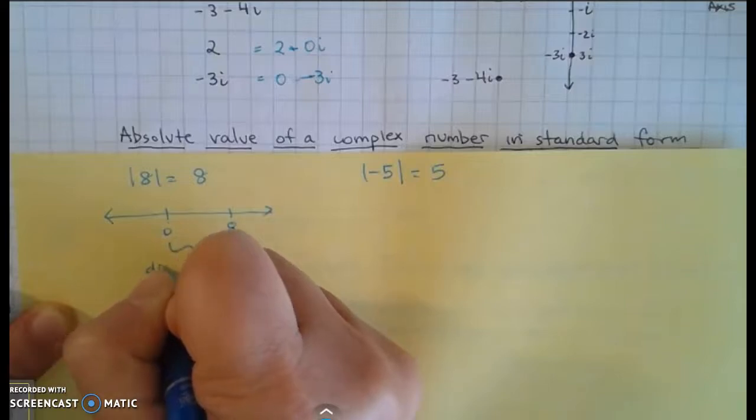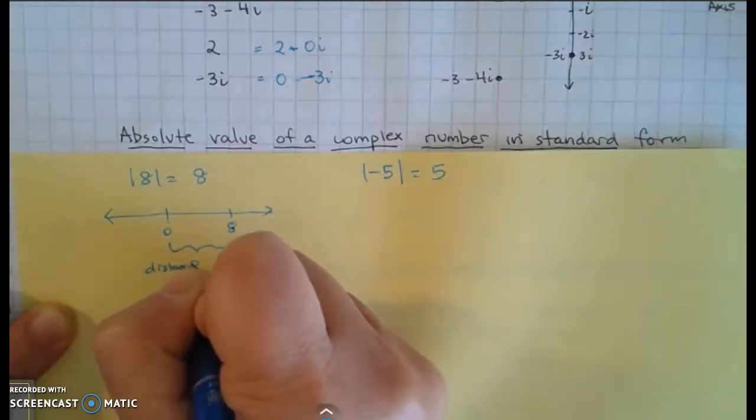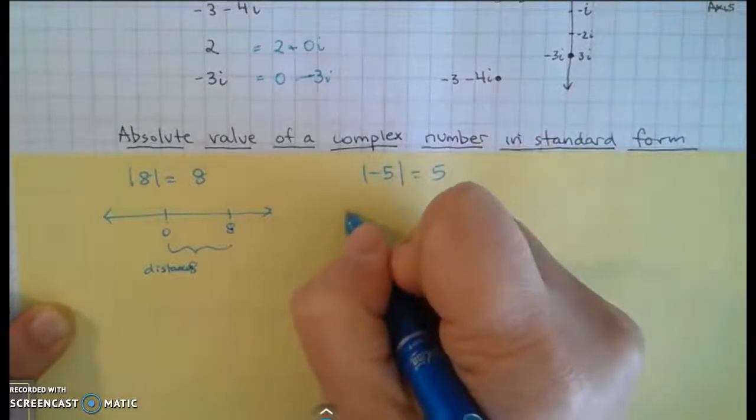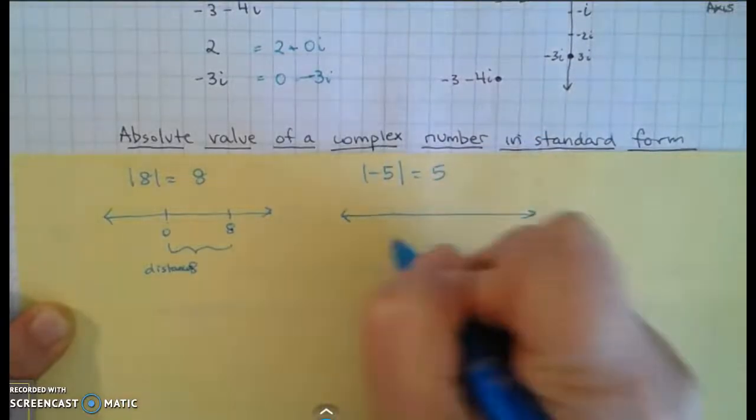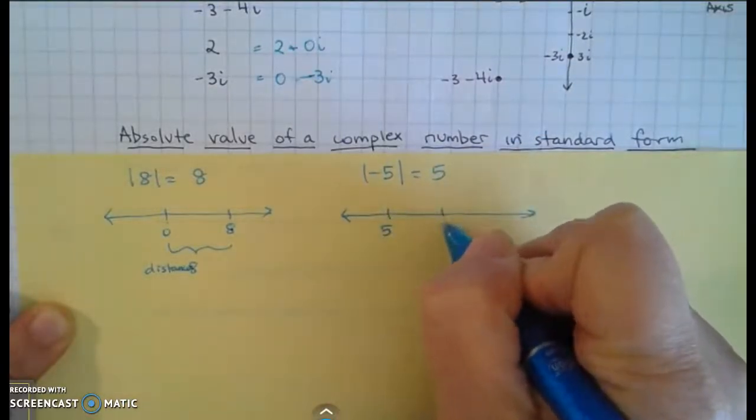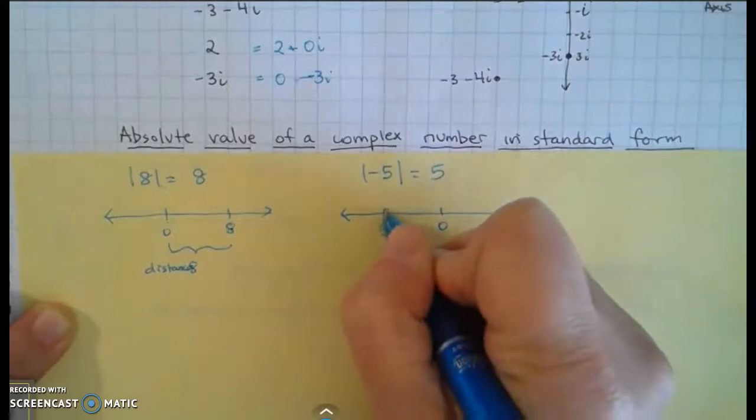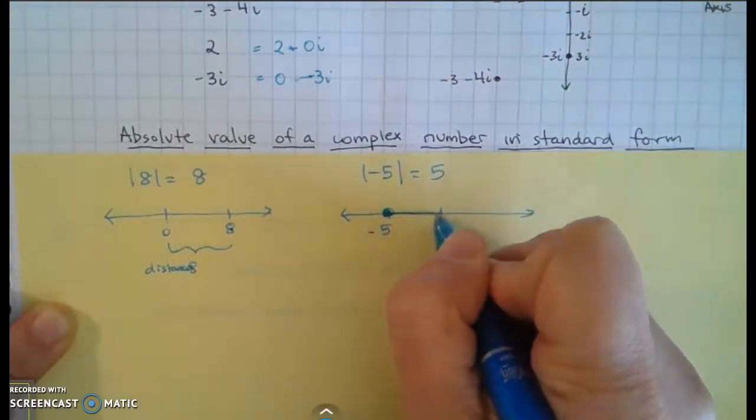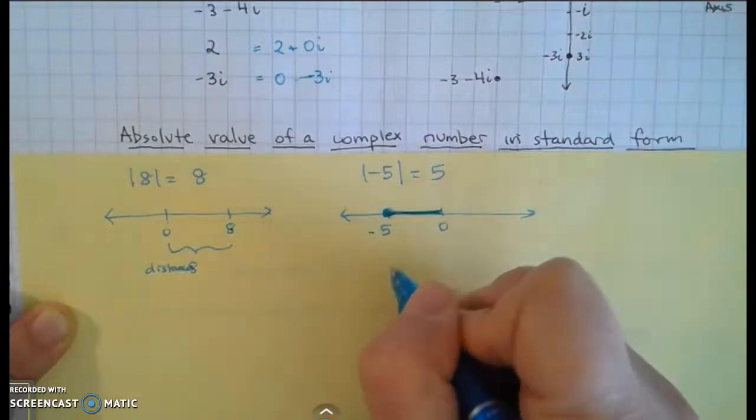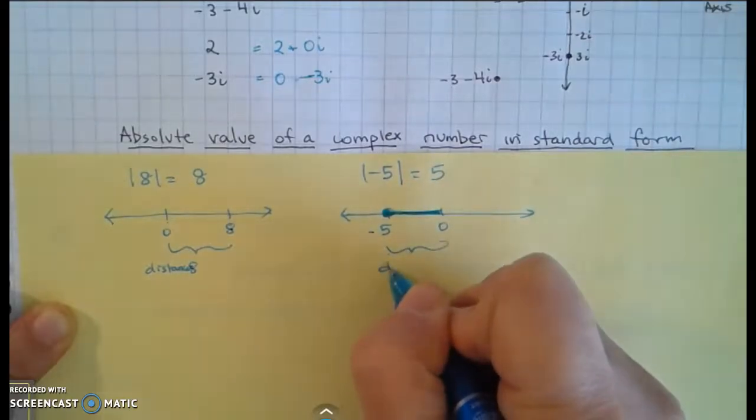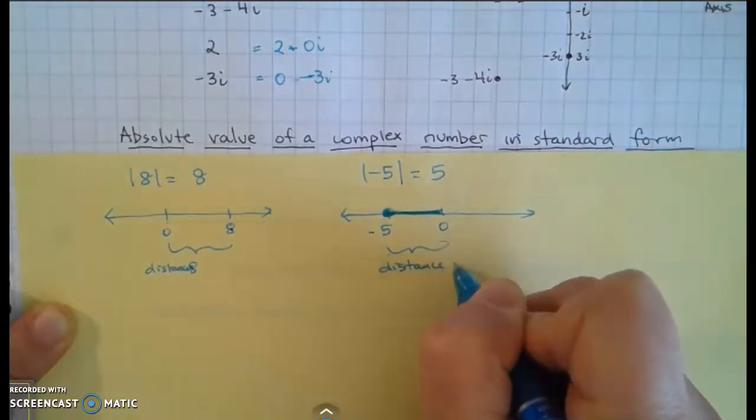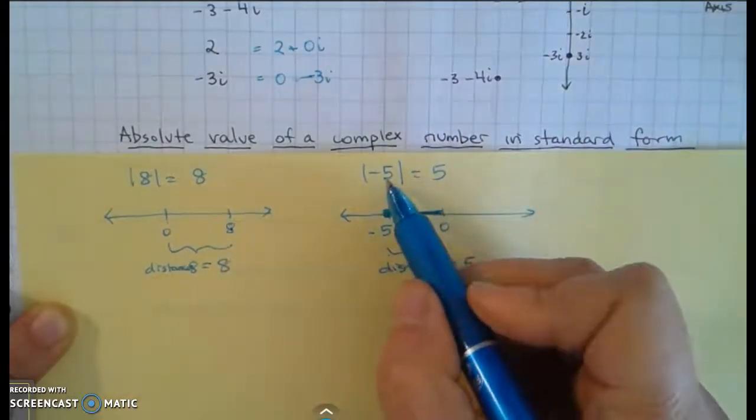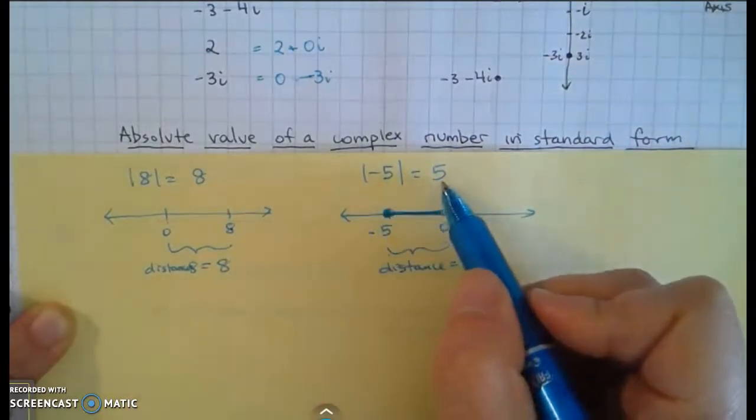So the distance was 8, right? You don't have to write this. That's why I'm doing it on color paper. Same thing here. If I was to think about -5, what is the distance from 0? It's just this distance here. And the distance is equal to 5. So that is the reason we said the absolute value of -5 is equal to 5.